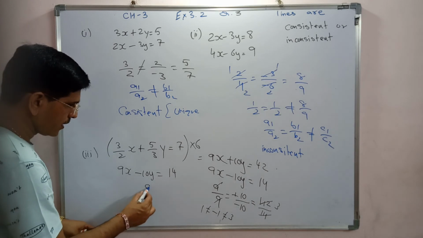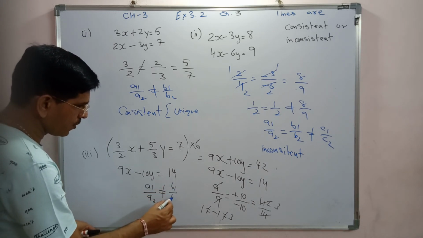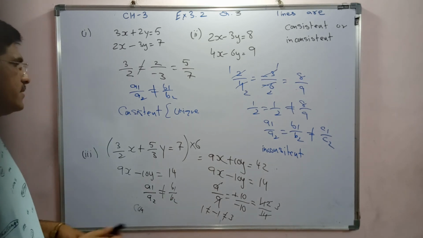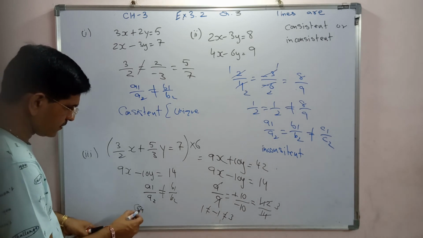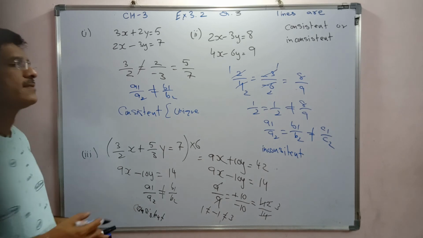Why? Because again a1 upon a2 is not equal to b1 upon b2. So we can say it is consistent. Consistent.